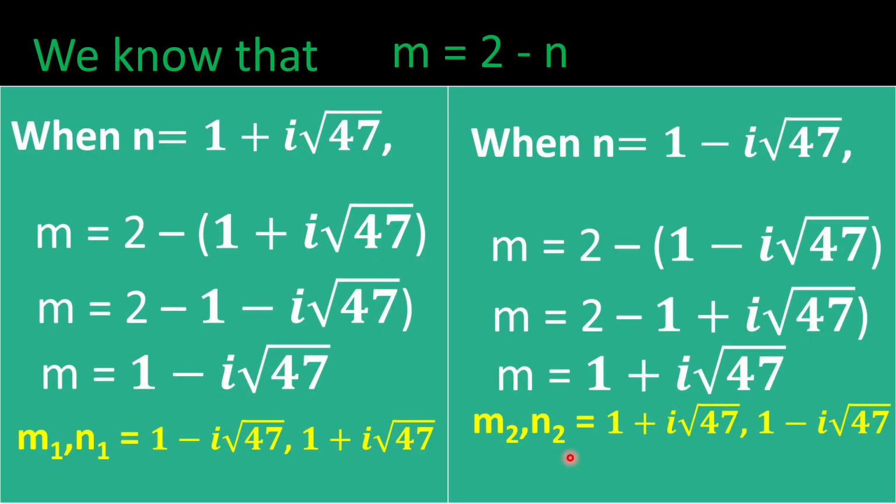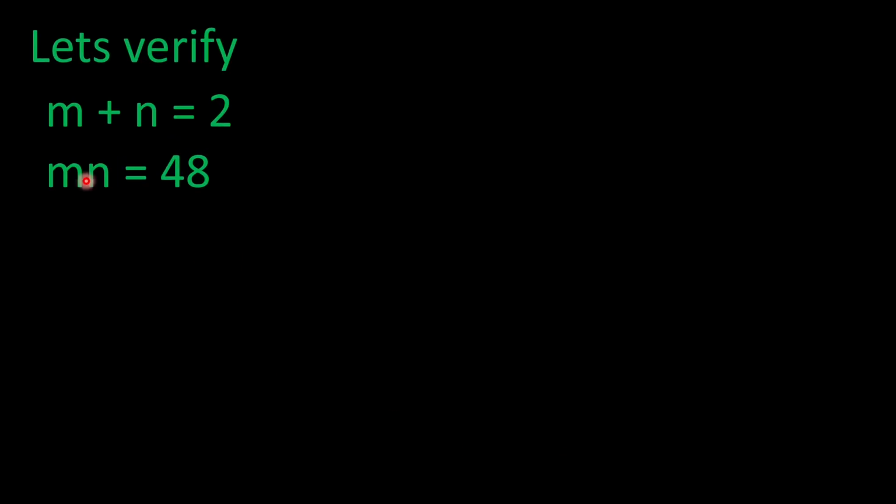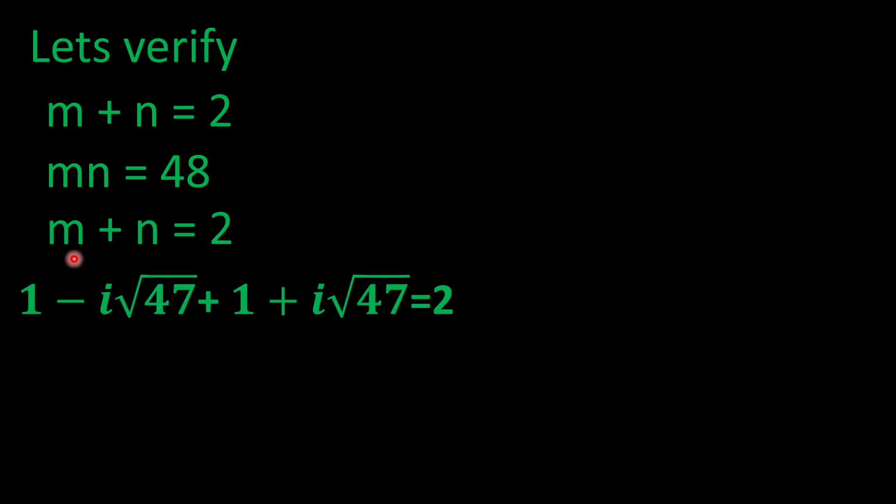And now let's verify these values. So we have these equations, and now we will put the values of m and n. So m plus n equals 2, and now we will put the values of m and n, where one value is negative and one is positive. So this positive and negative will cancel each other. So this plus 1 and this plus 1 will become 2, which is equal to 2. So it means this value is verified.